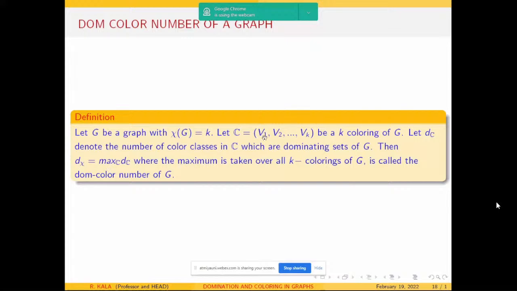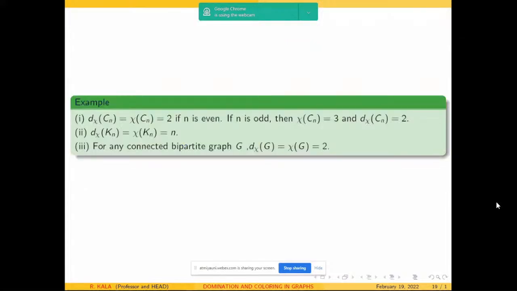So there may be k-colorings without any dominating sets, but definitely you will have one in which some color classes are dominating sets. So this parameter will exist. Find out the maximum over all such colorings. That is called the DOM color number, denoted by dχ. Here we have computed the value, and in many cases you can see that dχ equals χ.